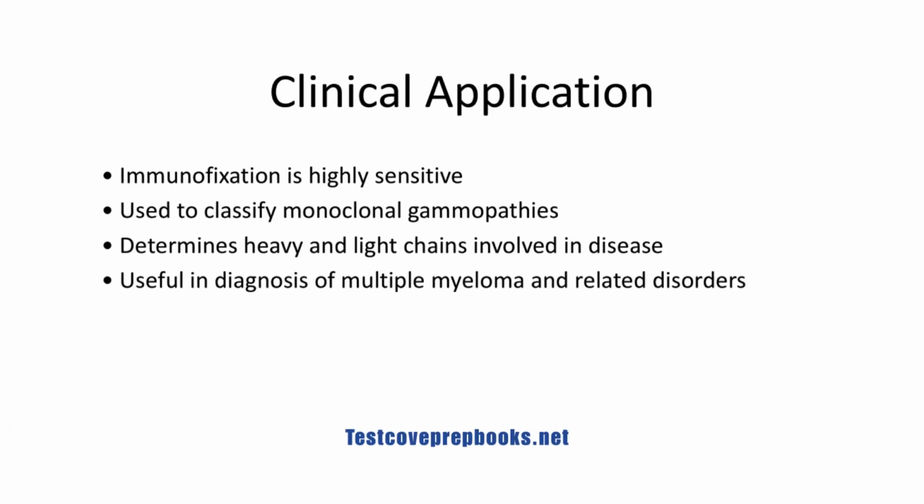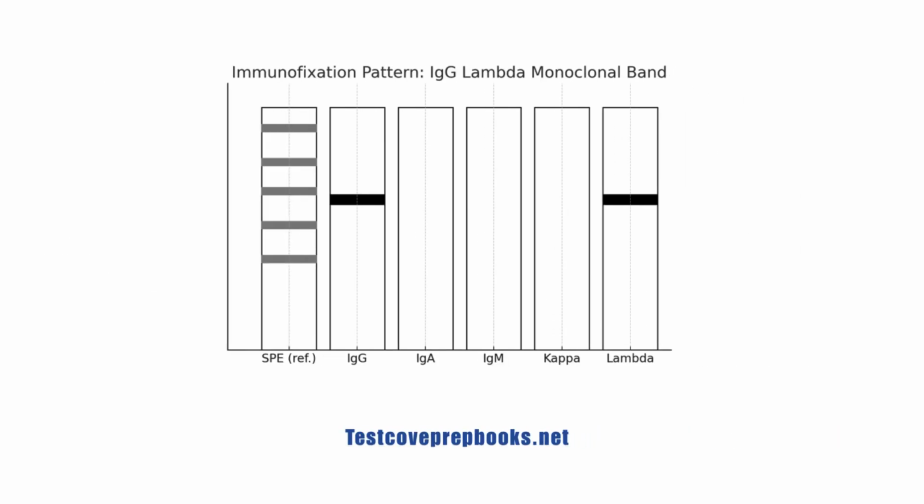The great value of immunofixation is in its clinical application. It is particularly useful for classifying monoclonal gammopathies, helping to determine which heavy and light chains are involved. This makes it a key tool in diagnosing conditions like multiple myeloma and related plasma cell disorders. This diagram represents immunofixation electrophoresis, a powerful tool used to identify monoclonal proteins in serum.